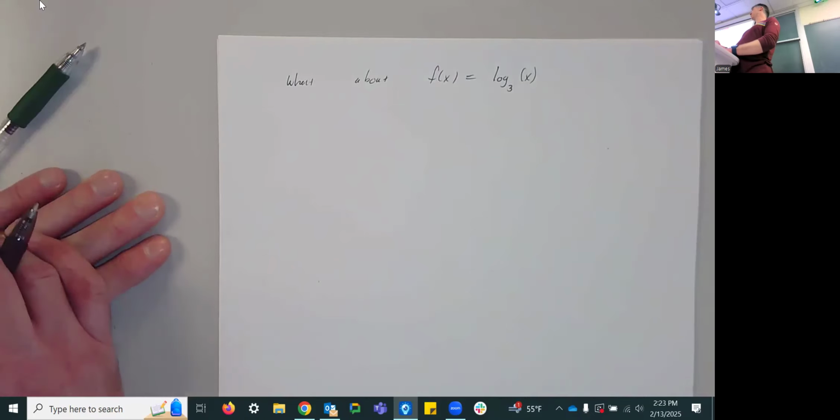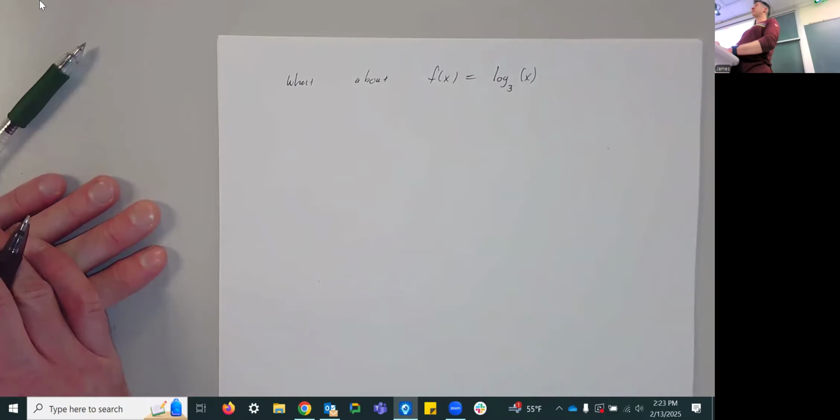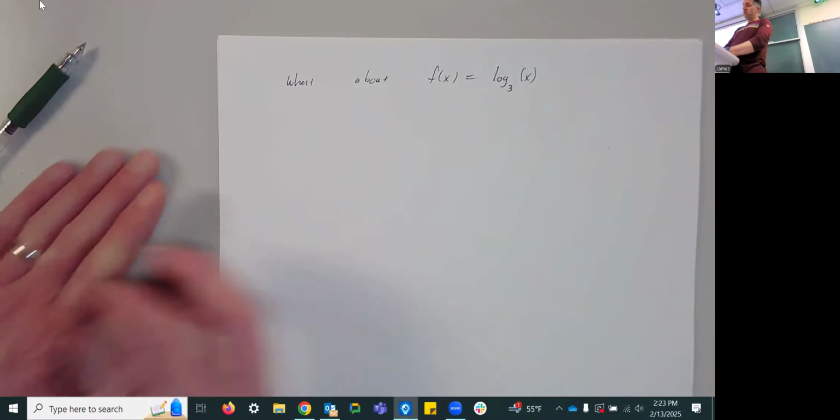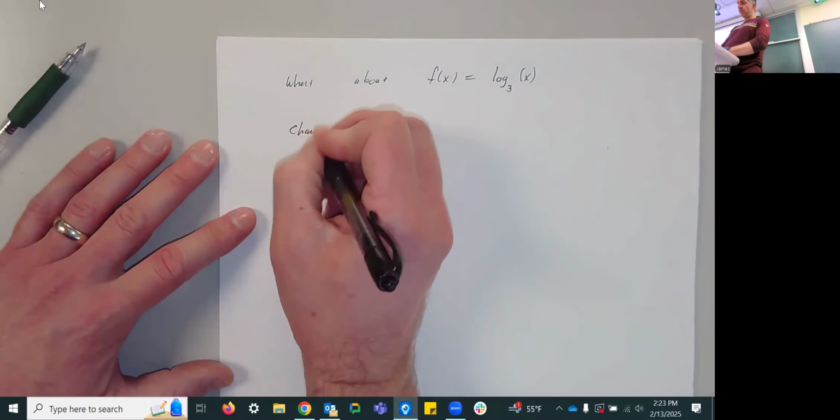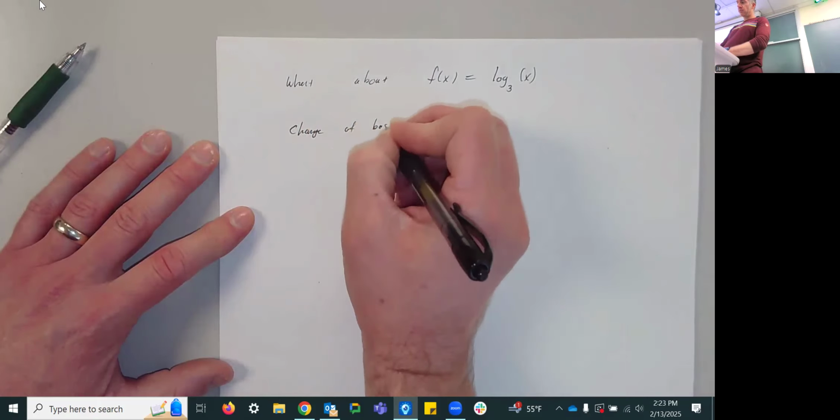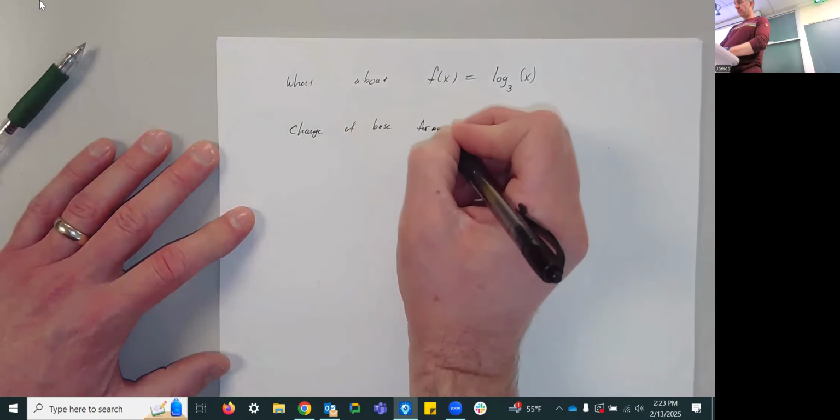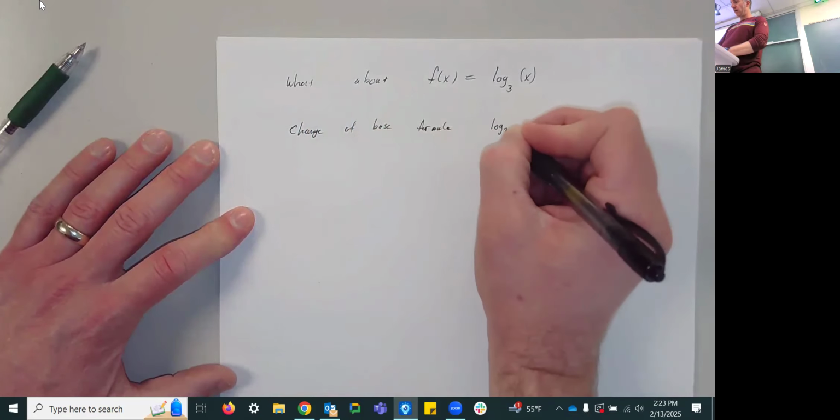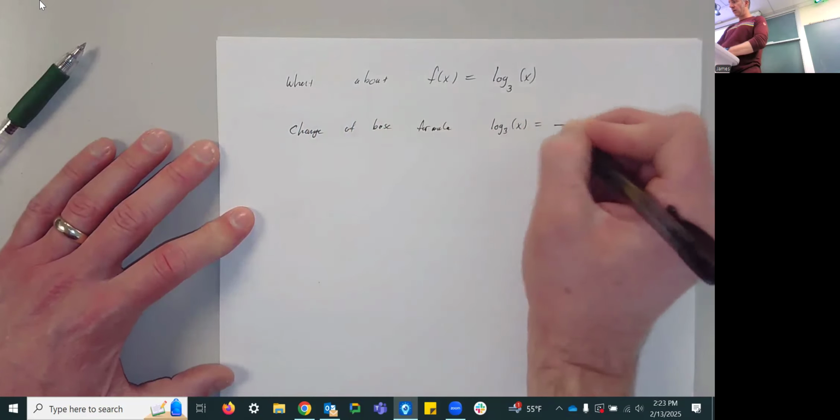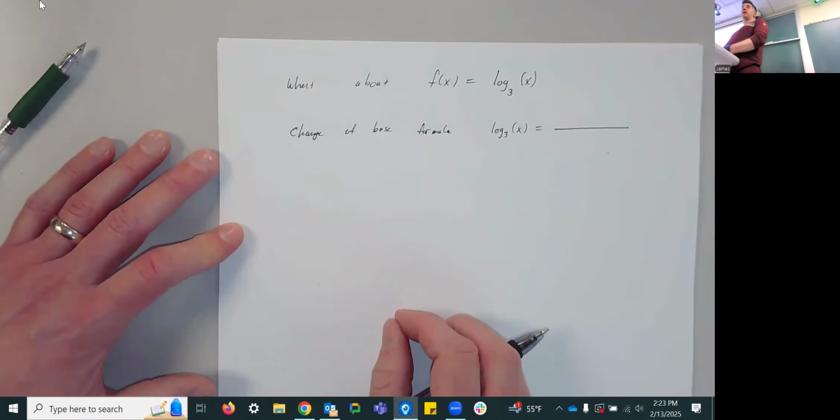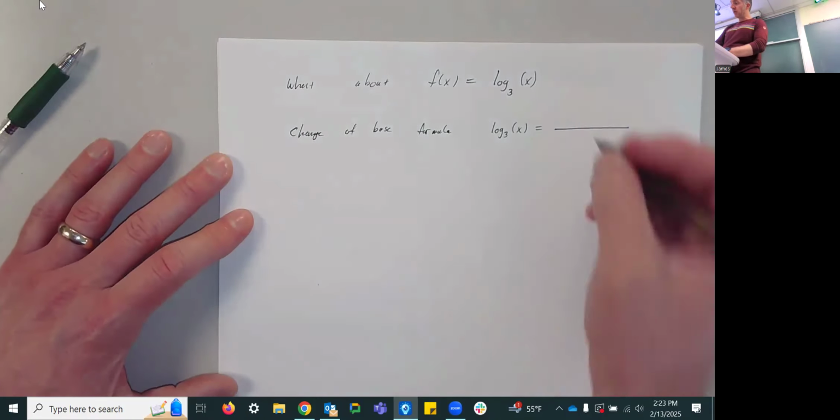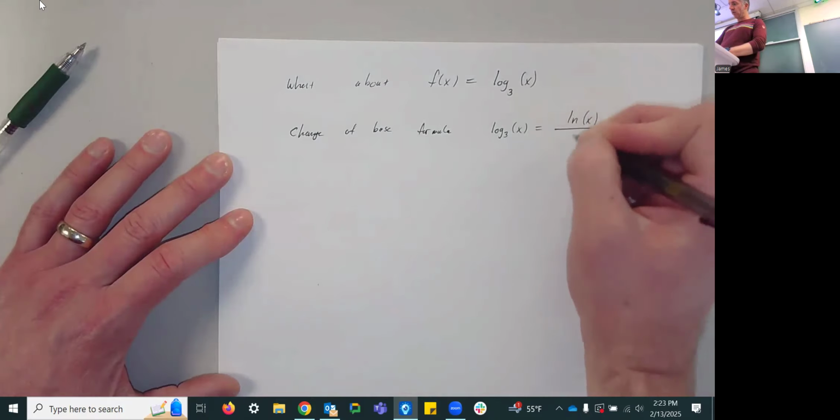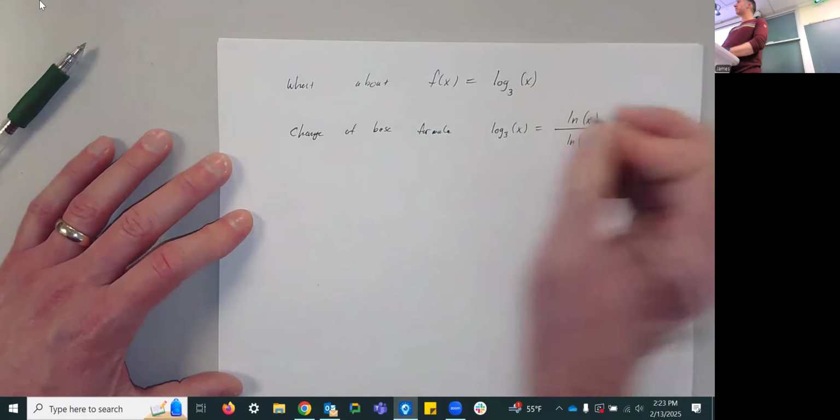There are 2 ways you can handle this. One way is to remember the change of base formula. The change of base formula says that log base 3 of x, you can rewrite it using any base you want. You know what base I'm going to use? E. So it's the natural log of x over the natural log of 3.